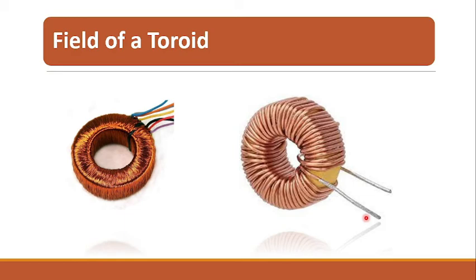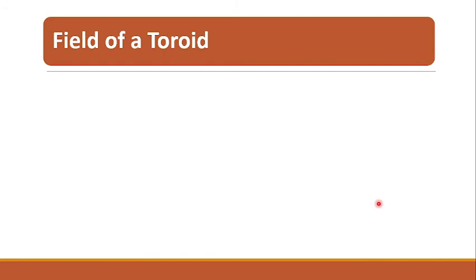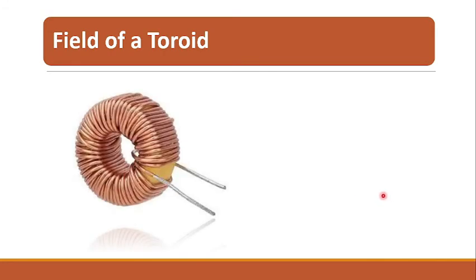Toroidal coils of a given inductance can carry more current than solenoidal coils of similar size because larger diameter wires can be used and the total amount of wire is also less, therefore reducing the resistance. Now the magnetic field of such a toroid can be obtained by using Ampere's law.